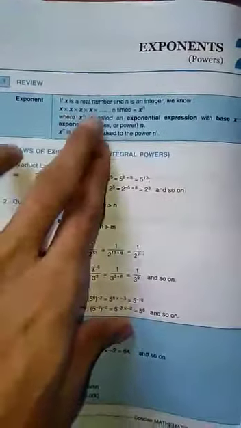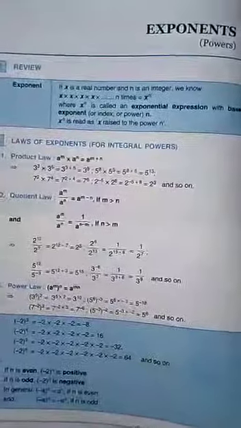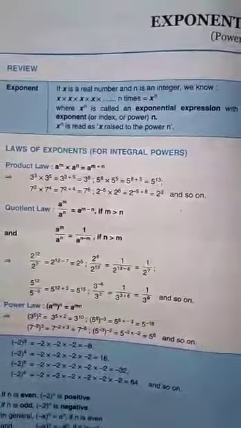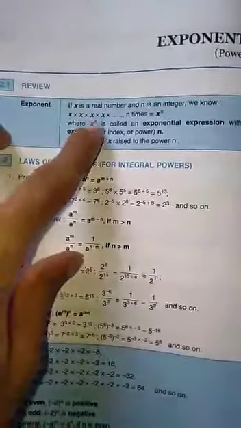Suppose x is a real number. If we multiply x n times, that is x into x into x into x, dot dot, n times, then in short we can write it as x to the power n. So this x to the power n is actually called an exponential expression. This form is the exponential form.